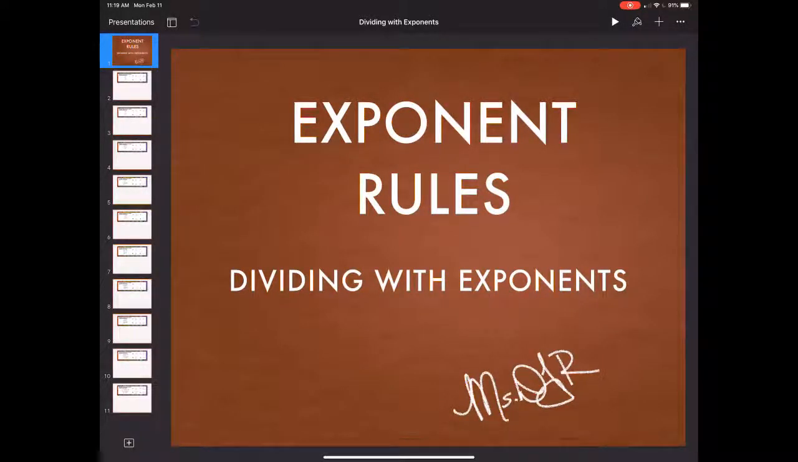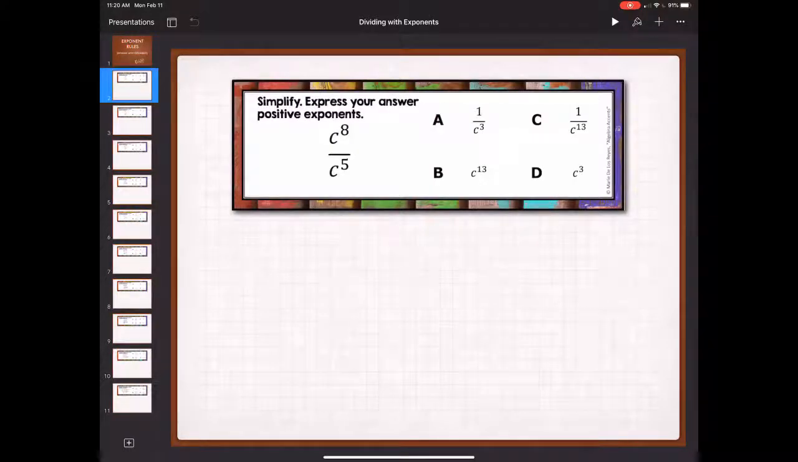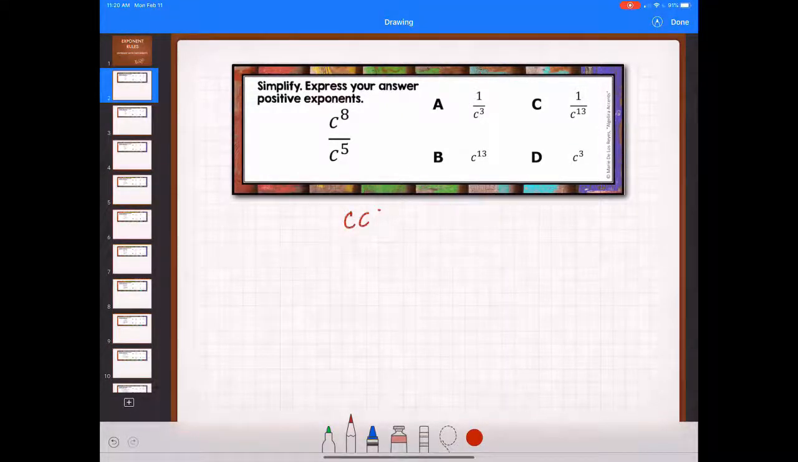Today we're working with exponent rules. Dividing with exponents is the law that we are focusing on today. So we have c to the 8th over c to the 5th. The easiest way to understand this is to go ahead and start by expanding it. So there's 8 c's in the numerator and there's 5 c's in the denominator.